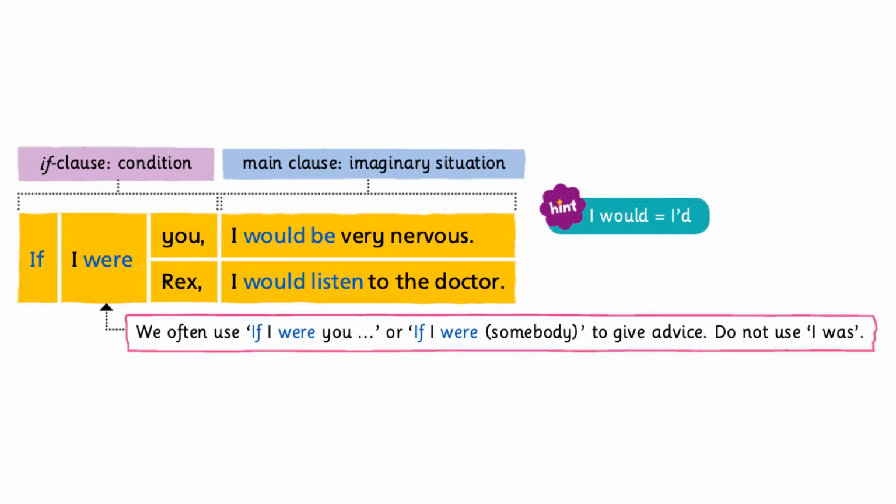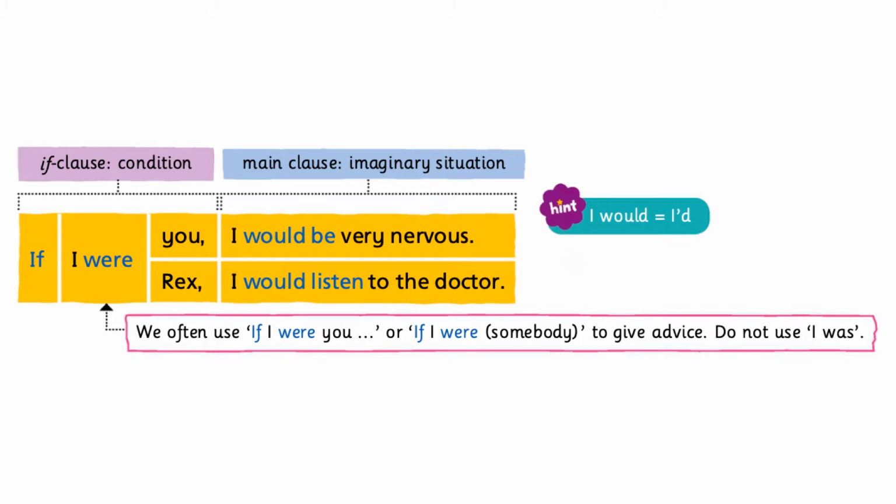Can I become you in real life? No, you can't. It's impossible. Can I become Rex in real life? No, we can't. We can't become someone else in real life. So we cannot use if will, because we know the situation will never happen in the future. But we can change the tense to talk about a situation that we imagine and is not real.